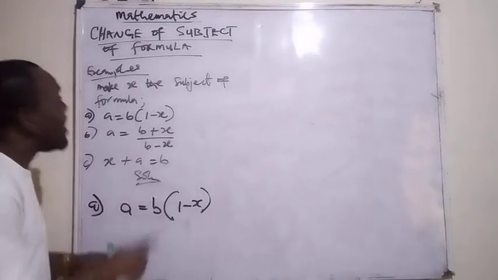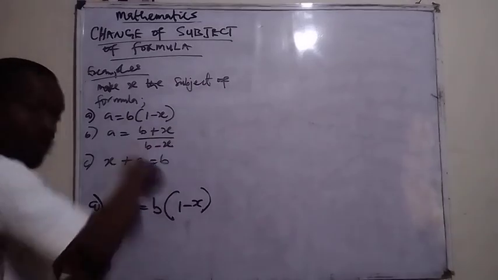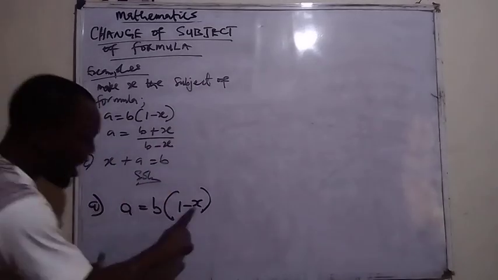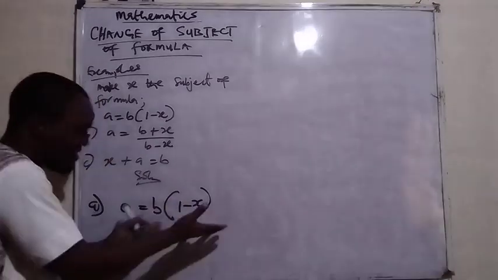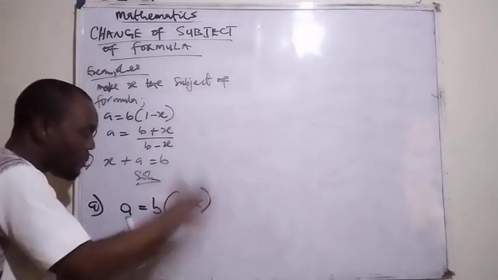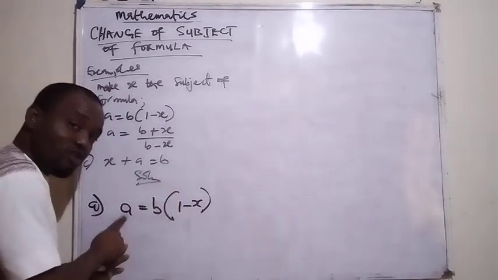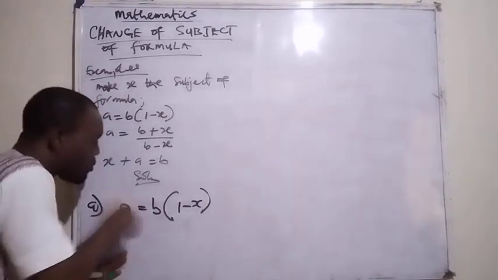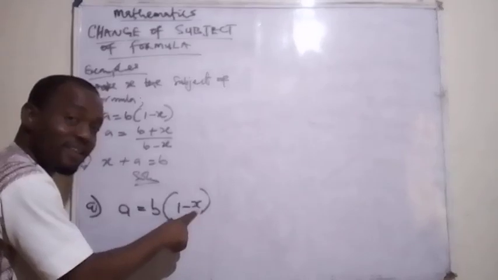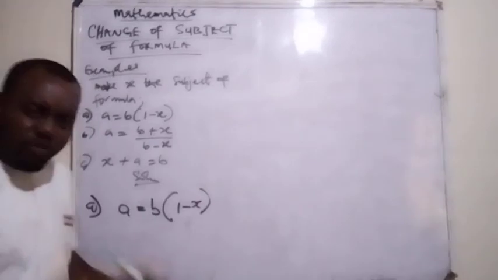Now they are asking us, make X the subject of formula in the following questions. Now look, we have X here. X is not standing alone here. X is combined with other parameters. This one is already a subject of formula. They are asking us to remove this position and replace it with X. That is what we mean by change of subject of formula. Please take note of this.